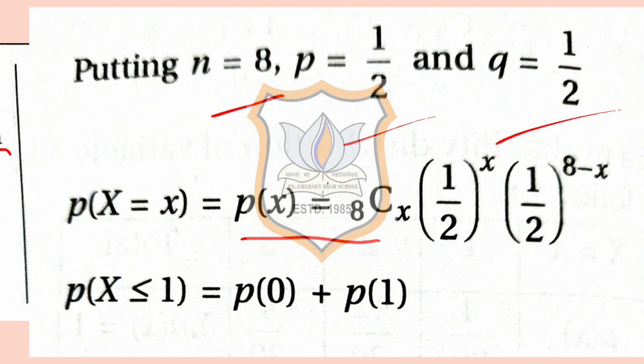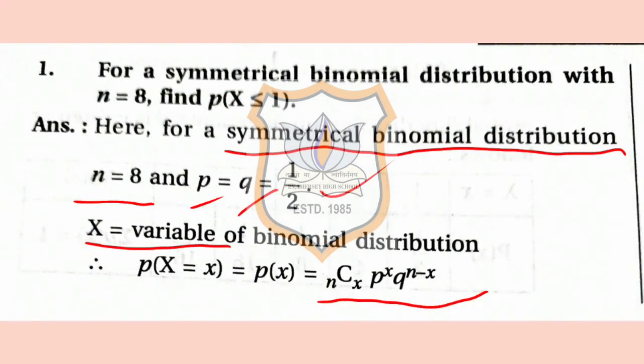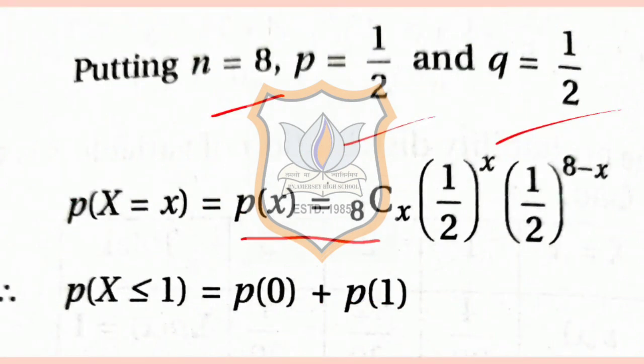Now what is asked in the question? Find P(x less than or equal to 1). So what does x less than or equal to 1 mean? It will be 1 and less than 1 will be 0. So we will have to take the value of x as 0 and 1. So our required probability of P(x less than or equal to 1) will be P(0) plus P(1).